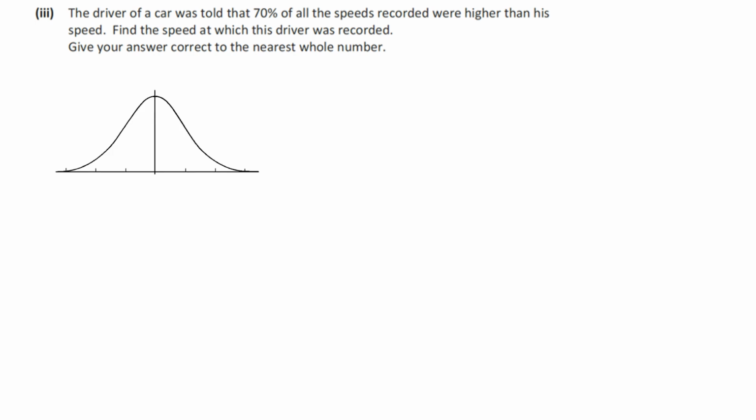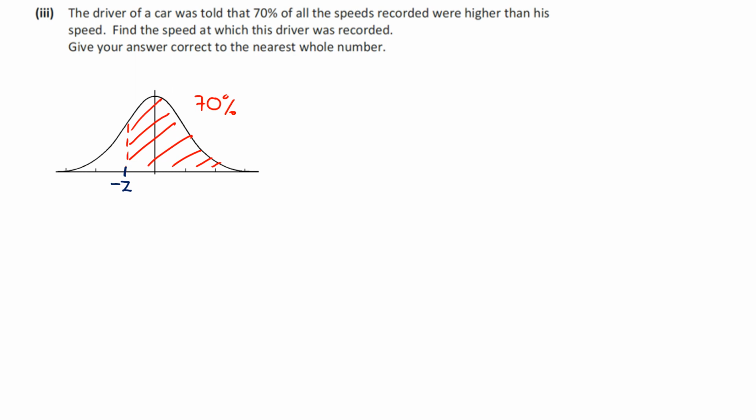So here's our normal distribution, and 70% of all the speeds are recorded higher than his. So it's symmetrical, half is to the right of this midline. So I'm going to say maybe in around here, to the right of this, that is 70% of speeds were higher. So he must be in around here. Because of where he is, I'm going to call this a negative z. So 70% is to the right of him.